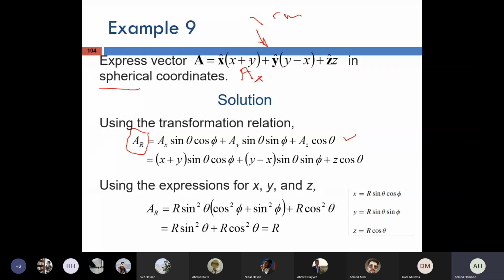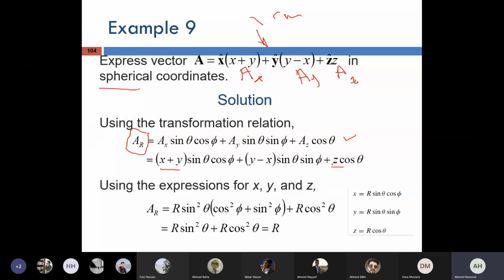AX, X plus Y. So you write X plus Y. EY is this. And EZ is here. So EY is Y negative X, sorry. Then you write this back, sine. Then EZ, you have Z cosine theta, okay? So you put Z here. The first step, is it clear, guys?